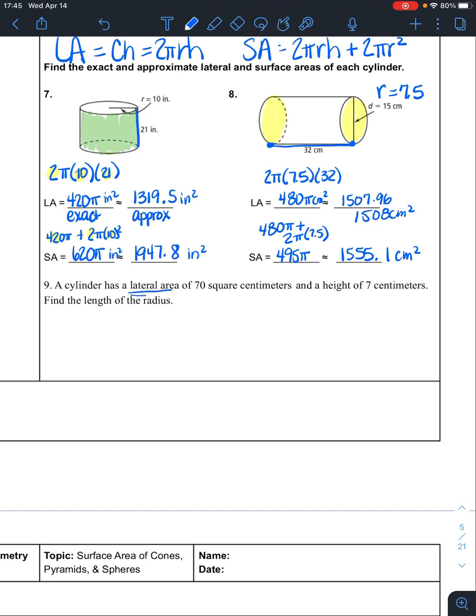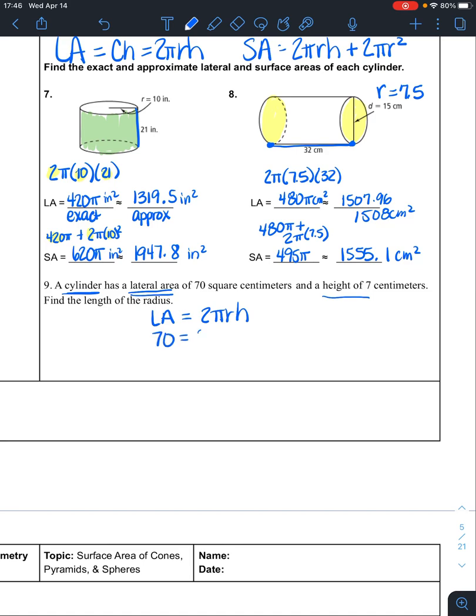So a cylinder has a lateral area of 70 and a height of 7. Find the length of the radius. All right, so as soon as you see lateral area, then you need to write lateral area for a cylinder is 2 pi RH. It's on your formula chart. Okay, so then start substituting in numbers, and then let's just see where we go from here.